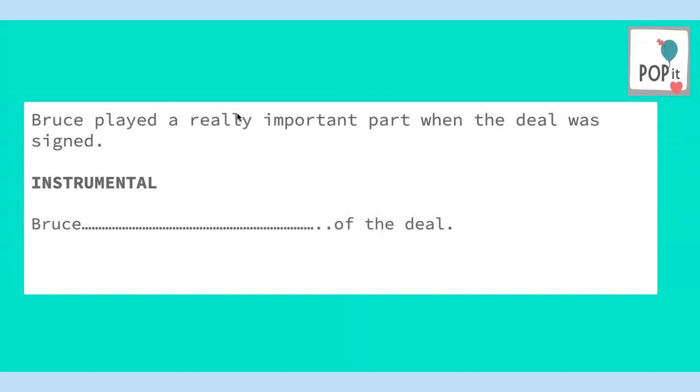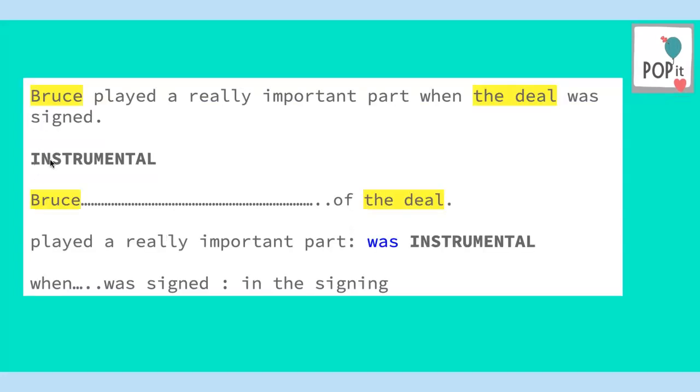Bruce played a really important part when the deal was signed. Instrumental, another compulsory stuff from the C2. Right, let's go straight to the result. Bruce and the deal. A lot of stuff to paraphrase. So when you have a lot of stuff to paraphrase, like this is the case, do it step by step. First one part and then the second part.